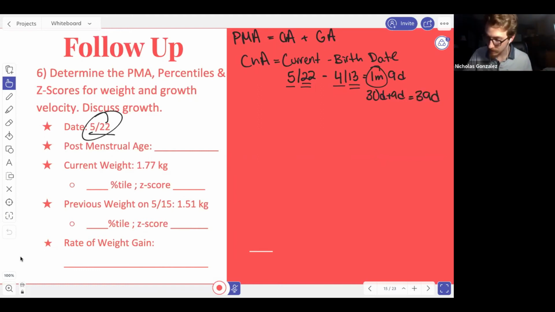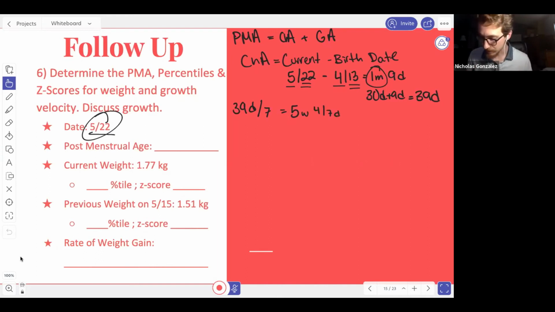Now, of course, we need it in weeks and days. So how many days are in a week? Yes, 7. So how many weeks is 39 days? 7 times 5 is 35. So that means that in 5 weeks, we have 35 days. That gives us a leftover of 4 days. Boom. So that is our chronological age.